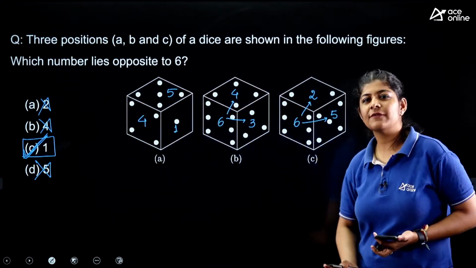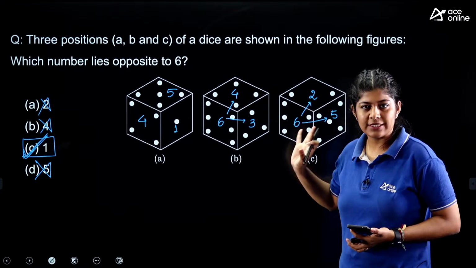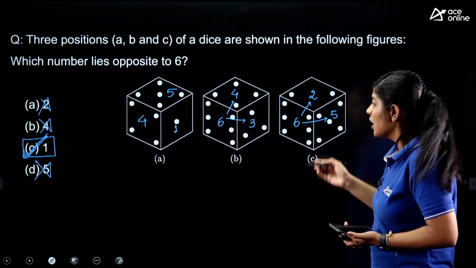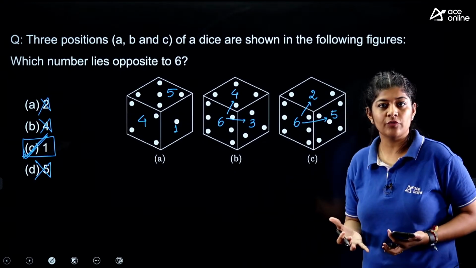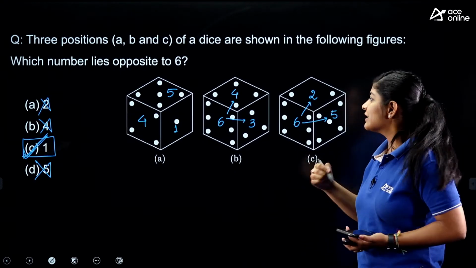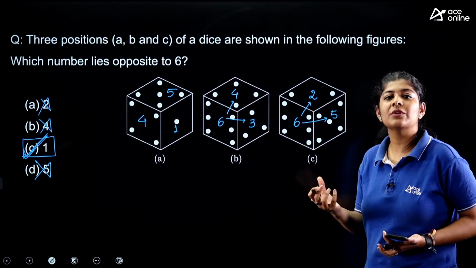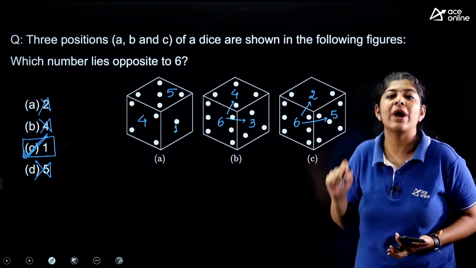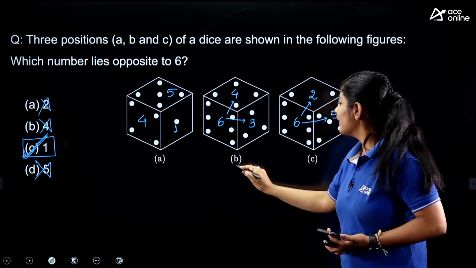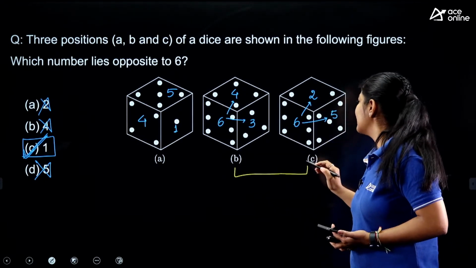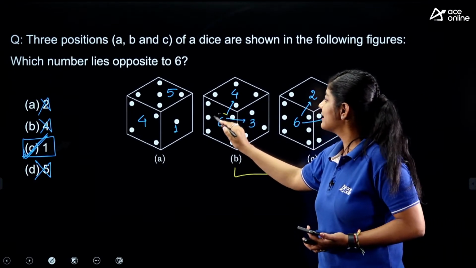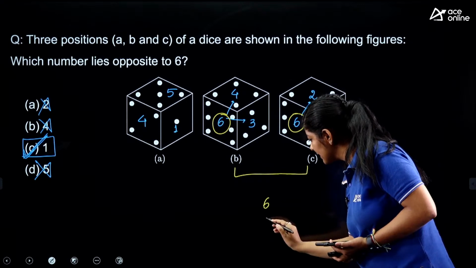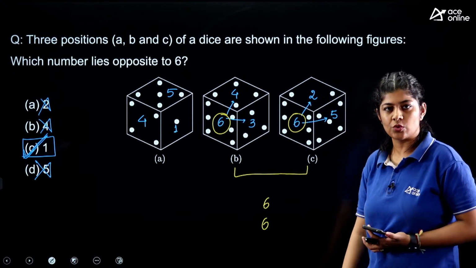Or let's suppose I don't know this particular concept, and I still need to find the opposite pairs. If I want to find all the opposite pairs, I simply try to figure out in which two views, or in which two positions, I have only one common number. So if I consider my B and C together, only this 6 face is common, right? So I simply write it like this, 6 and 6. I'll write it in 2 rows.